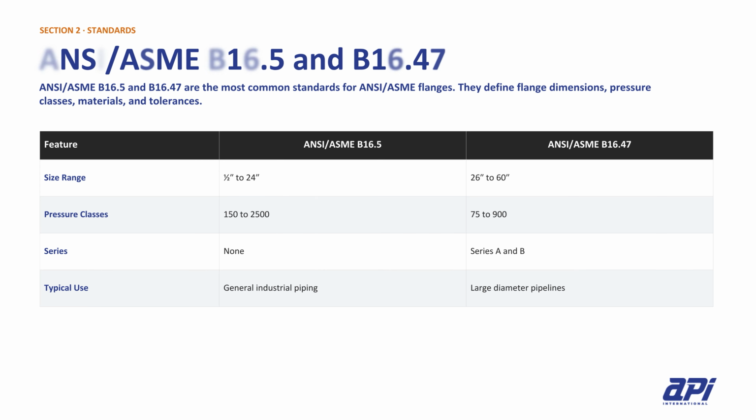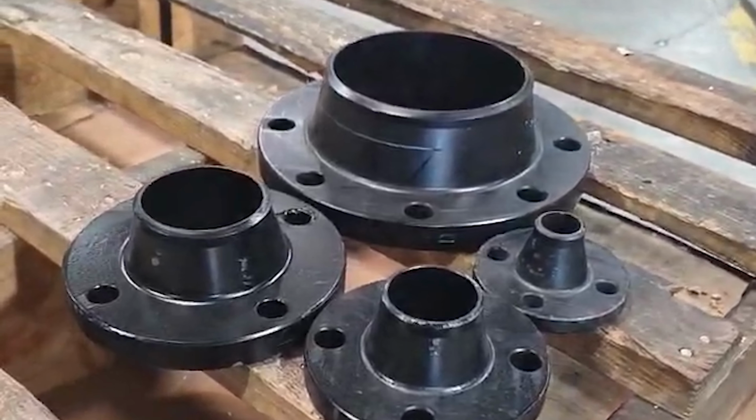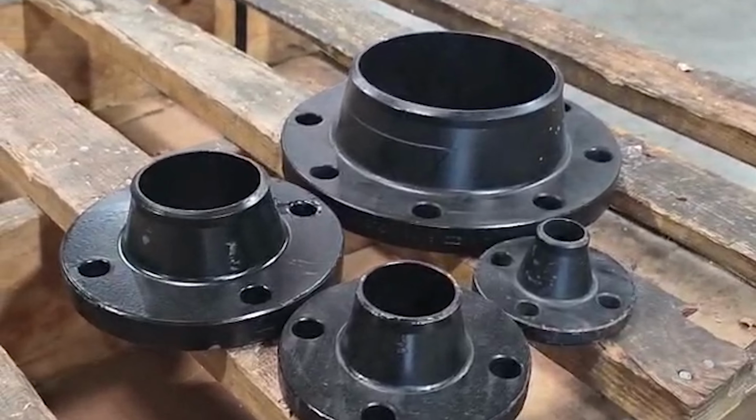ANSI ASME B16.5 covers flanges from 1.5 to 24 inches in pressure classes 150 through 2500, and it's the workhorse for general industrial piping. ANSI ASME B16.47 takes over at the larger sizes from 26 to 60 inches in classes 75 through 900, and it's built for large diameter pipelines. B16.47 can then be further divided into Series A and Series B.